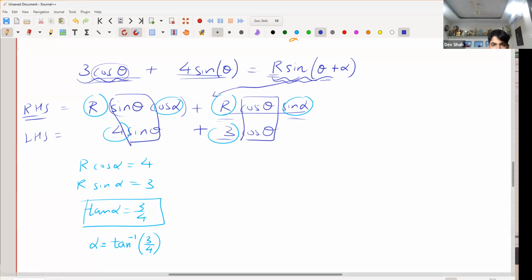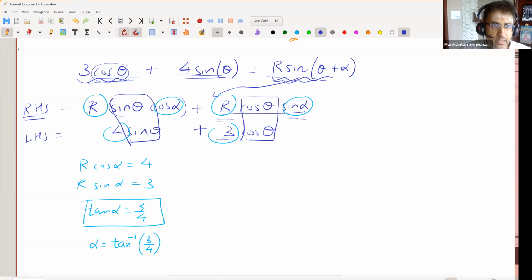The magnitude of cos theta was 3. Therefore, I'm matching both. You with me? Sure, right, Dev? So you took cos theta as minus sine theta? No, I didn't do any negative. I expanded R sine theta plus alpha.